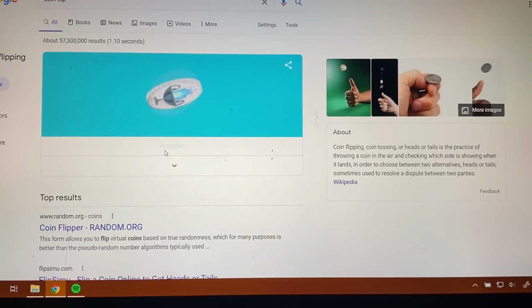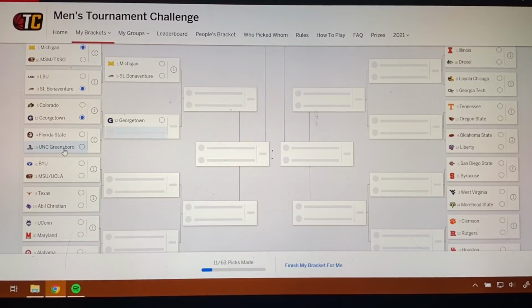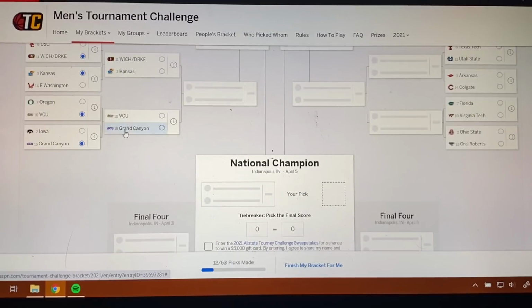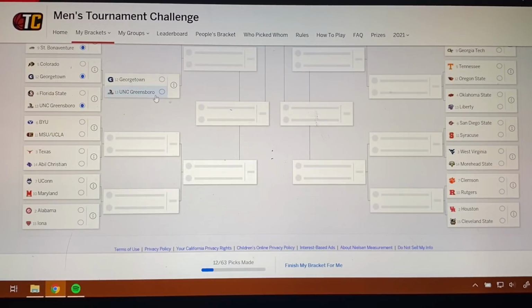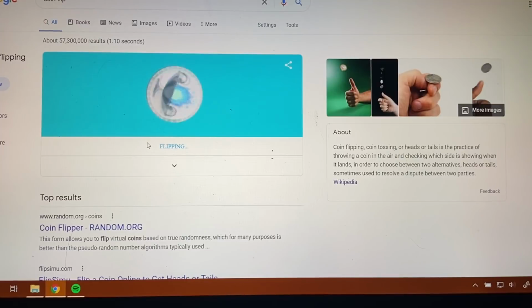So up next, Florida State versus UNC Greensboro. Who does the coin have winning? It has UNC Greensboro as a 13 seed moving on. So we are guaranteed to have a double-digit seed up there because we had VCU and Grand Canyon. But again here, so 2 double-digit seeds guaranteed for the Sweet 16. Up next, BYU versus the winner of Michigan State and UCLA.